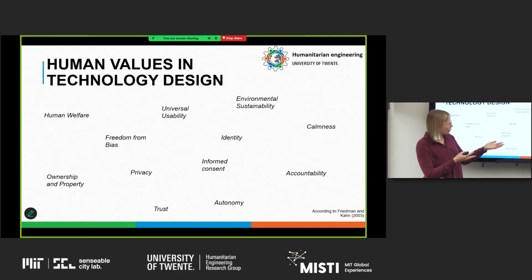Some of the values that we see here, accountability, autonomy, but also human welfare or ownership, are also values that we identified in our research on design for social justice. So what are values of social justice? Again, we did some research in Zambia and Zimbabwe, and there were some differences in how they value that as well.